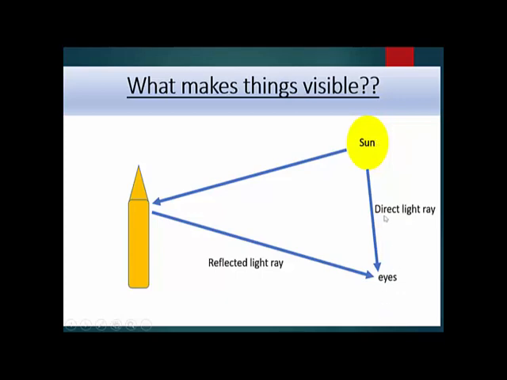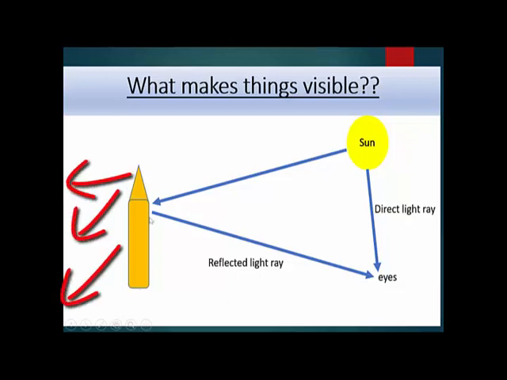That is called a direct light ray, which is coming directly from the sun. There is another light ray from the sun which falls on the pencil, and the pencil reflects the light, and then the light comes to your eyes. Now you may ask, ma'am, from the pencil the light ray can get reflected in various other directions also. Yes, obviously, the light ray comes from the sun to the pencil, and the pencil reflects the light ray in all directions.